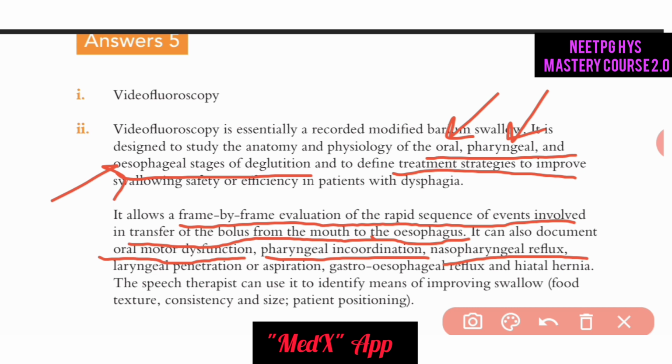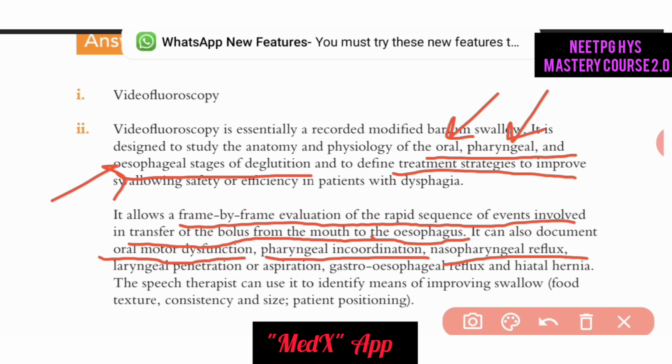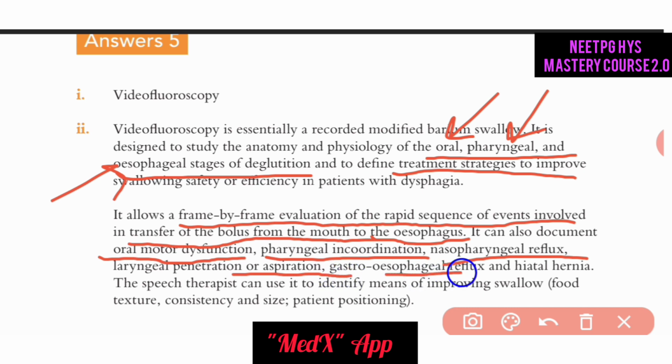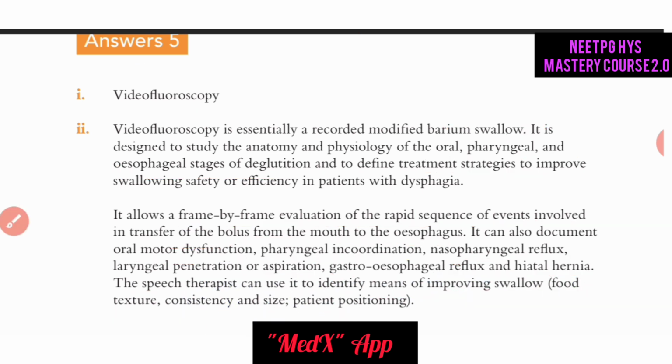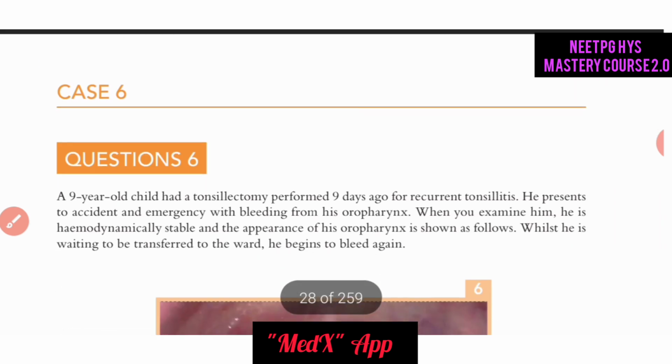And why is it so important? It is so important because it is a dynamic study. You can see how the bolus is passing and at which step of deglutition. You all know that deglutition involves different steps. So we can see at which step there is incoordination or reflux happening, and how much liquid is getting regurgitated. Based upon that, you can see how much aspiration is occurring, how much reflux is occurring, and whether there is any hiatal hernia or not. So video fluoroscopy is a very important test. You should not miss this one. Then the speech therapist can identify and improve the swallowing by different maneuvers. So this was relevant and important for your future examination.